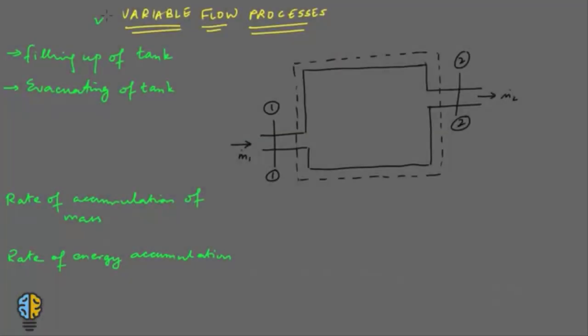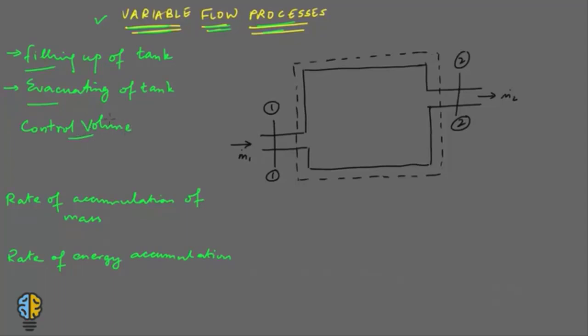Now let's analyze the variable flow processes. Many processes like filling up of a tank or evacuating of a tank are not steady, and such processes can be analyzed by the control volume technique. So we will be making use of the control volume technique.